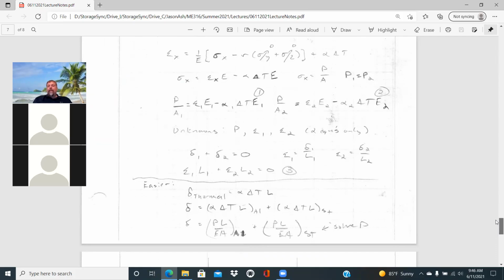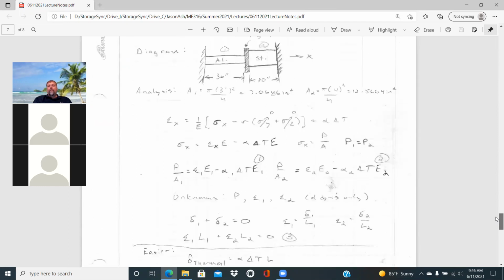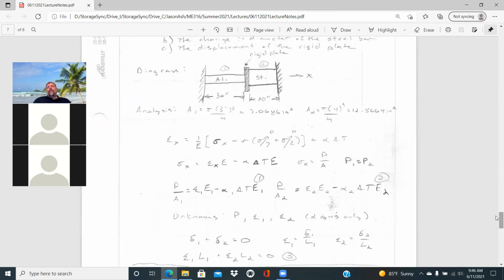But I advise an easier method to do these types of problems. It's a little bit easier to do the analysis as if the right rigid wall were not there, and to calculate, well, how much would these want to expand? What would be the overall displacement for those two combined? And then based on that, what load P would be required to push that entire assembly back to the rigid wall? That would be the P value that we're after.